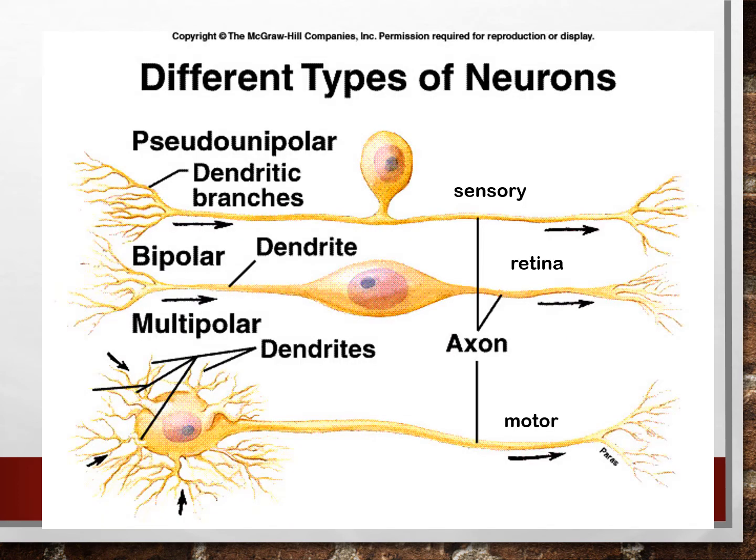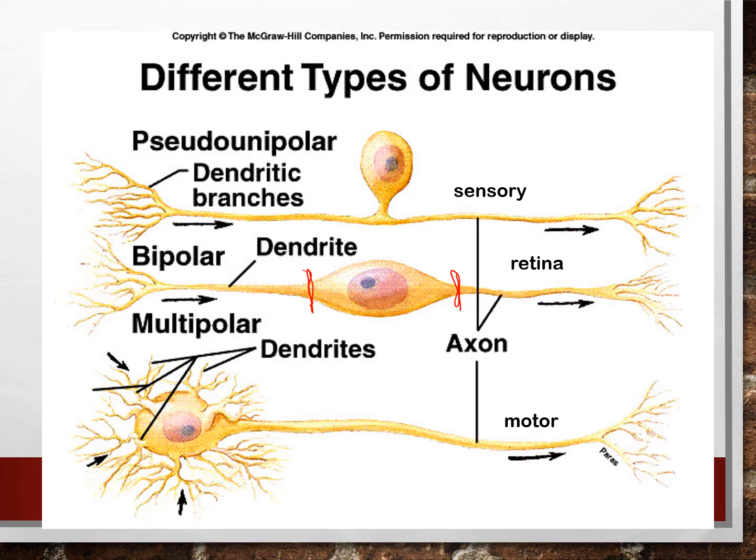Now, we also have what we call bipolar. Okay. Now, this one here is bipolar. You can see we have 2 poles, 1, 2. There's only 2 sections coming off of the nucleus. Bipolar neurons are found in, for example, the rods and cones of our eyes.